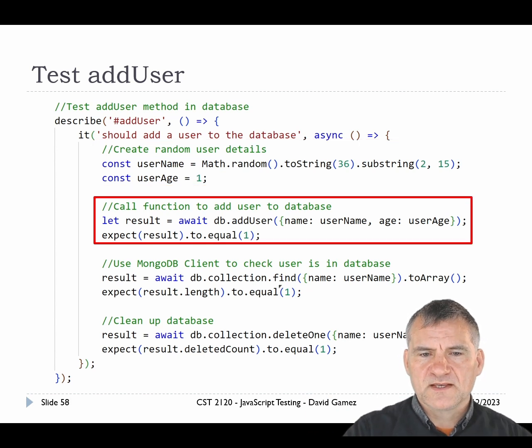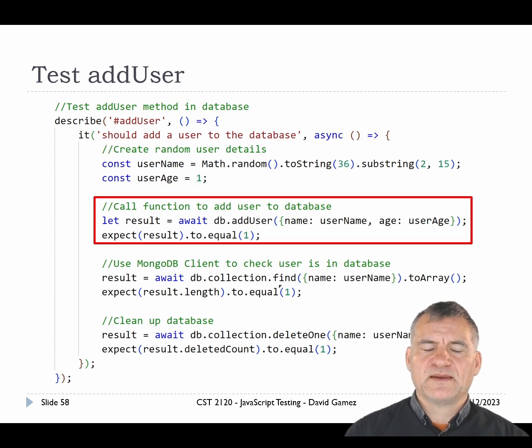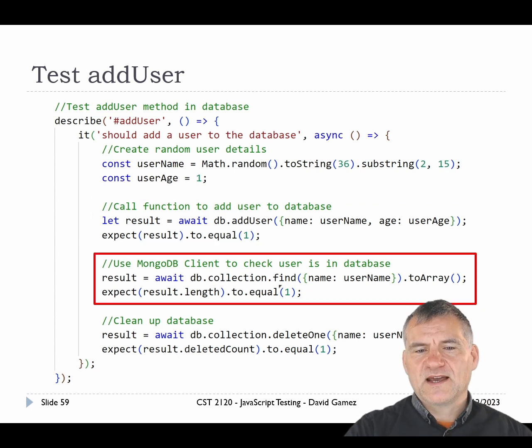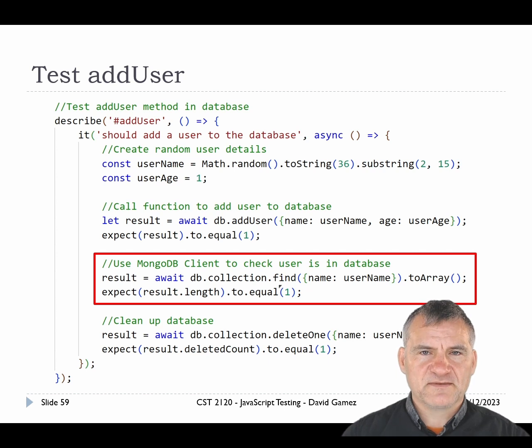So then I call the function to add the user to the database and make an assertion that at least one user has been added, that the function's actually worked correctly as I'm expecting. And to double check that, I've run a separate check, not using my functions, but using the functions of the MongoDB client to check that the user has been correctly added to the database.